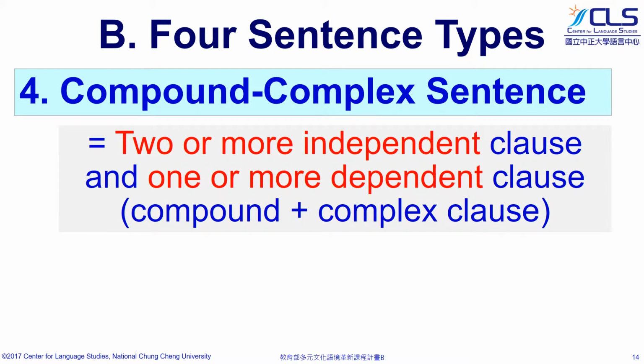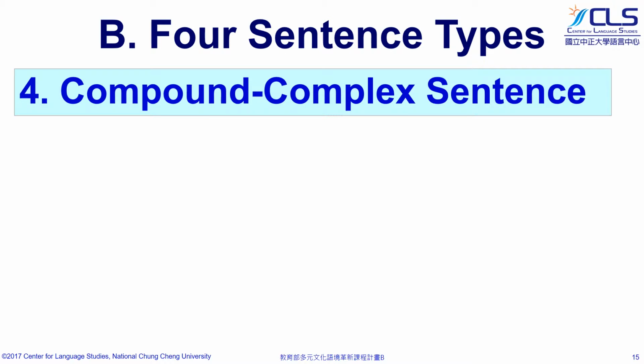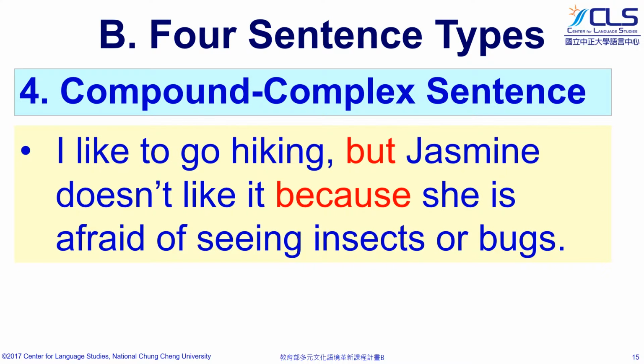The last type is the compound-complex sentence. It's a combination of compound and complex clauses. It has 2 or more independent clauses and 1 or more dependent clauses, and it's punctuated like a compound or a complex sentence. For example, we can use but to connect the independent clauses, I like to go hiking, and Jasmine doesn't like it, and then use because to introduce the dependent clause, she's afraid of seeing insects or bugs.